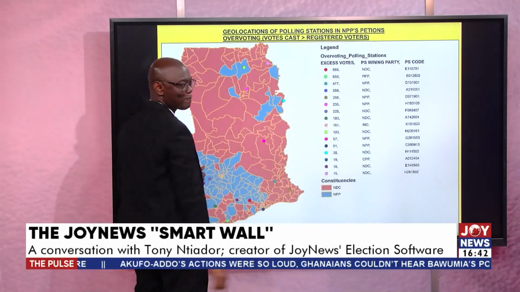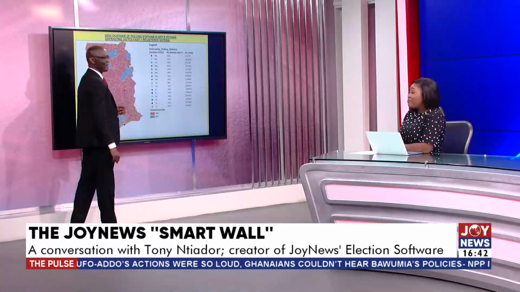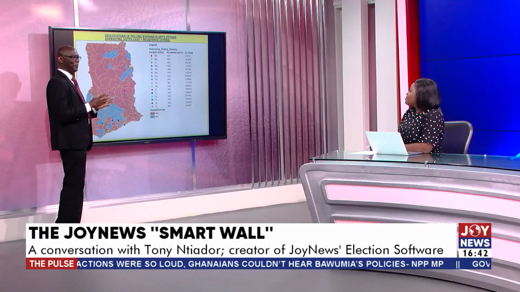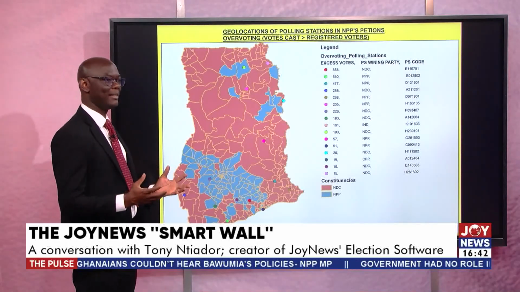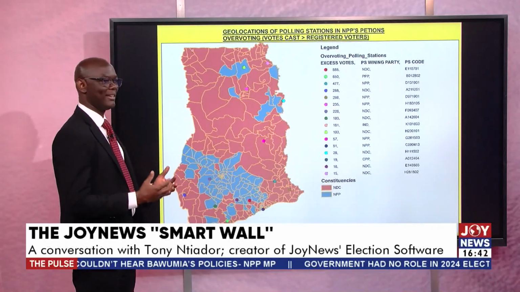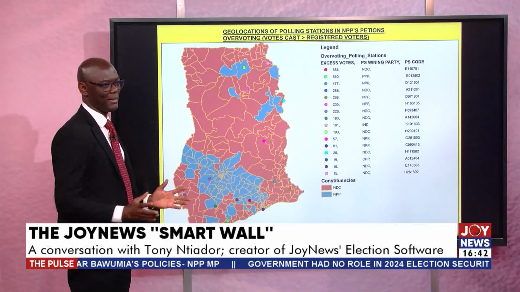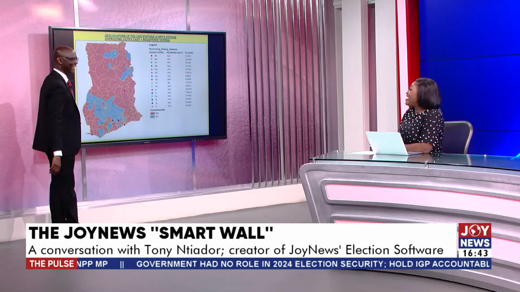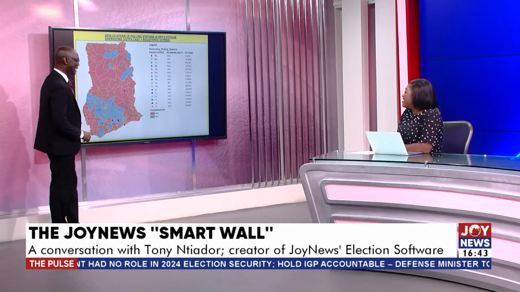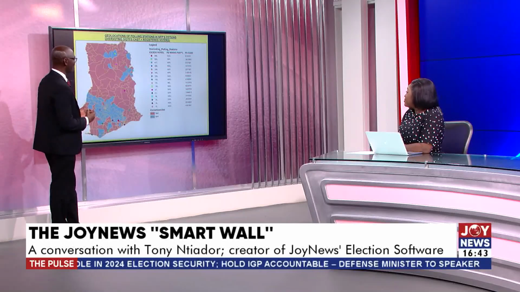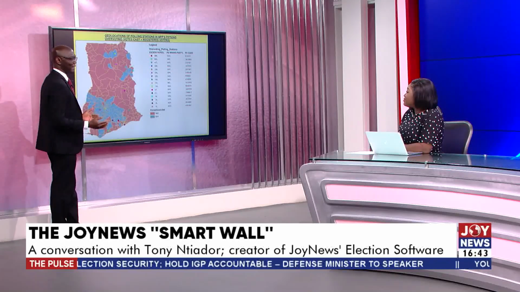The PS code, you mean the polling station code? Exactly. Once the EC makes that level of data available, there's so much that can be done in analyzing why Ghanaians act the way they do. It's all about data. Can we travel into 2028? Can you and I take a trip into 2028? Or is it too early? It's too early to do that, but those are possibilities. First and foremost, it's all about data.